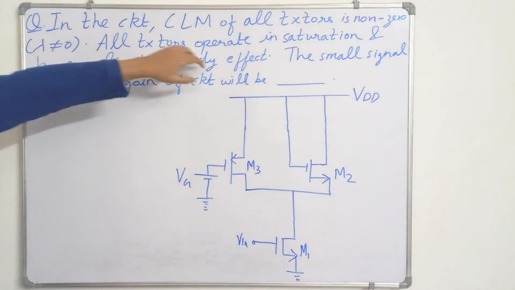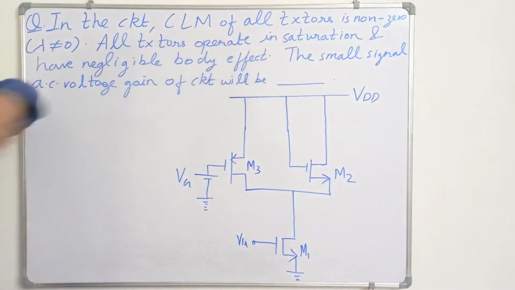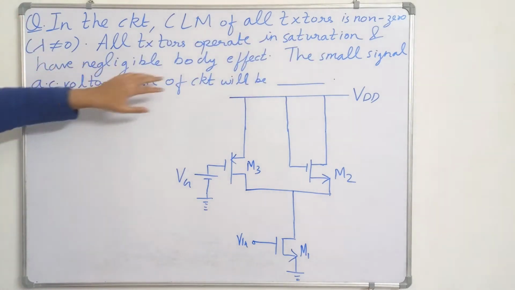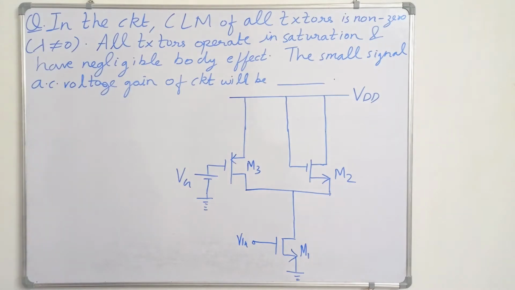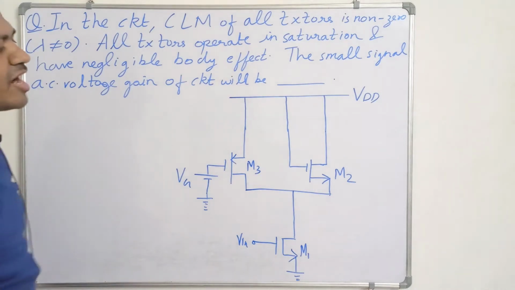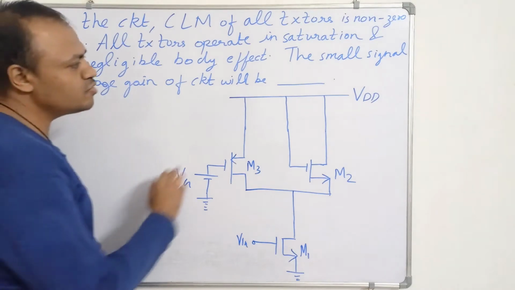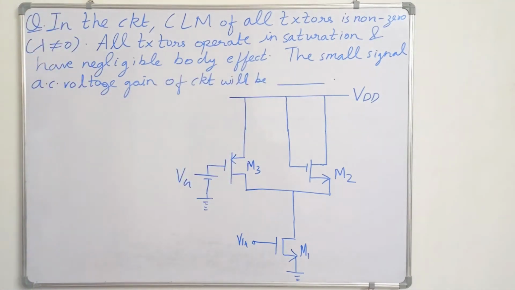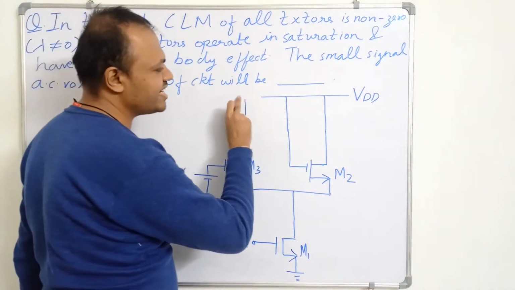Then it says all transistors are operating in the saturation region and negligible body effect, so we can neglect the body effect. So we have to find the small signal AC voltage gain of the circuit. So first we will draw the AC equivalent circuit.